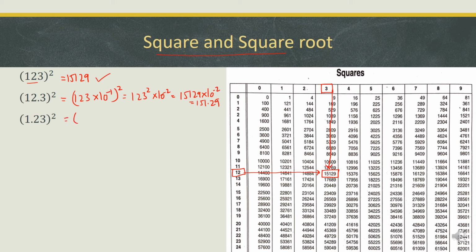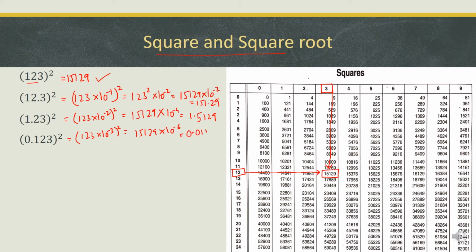1.23. In a similar way we can write it as 123 into 10 raised to minus 2 the whole square. That will give you the square of 123 as 15129, and the square of 10 raised to minus 2 will be 10 raised to minus 4. So we got 1.5129. Likewise you can do it for this also. So you got 123 into 10 raised to minus 3 over here. This will be 15129 into 10 raised to minus 6, which can be written as 0.015129. Okay, so this is all about squares.